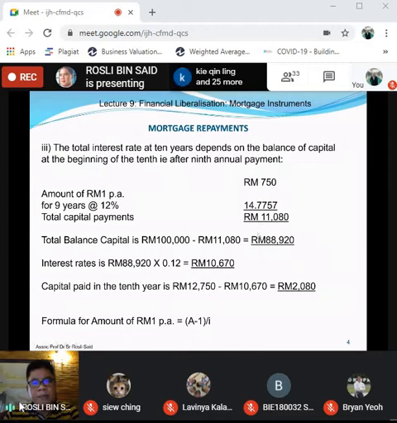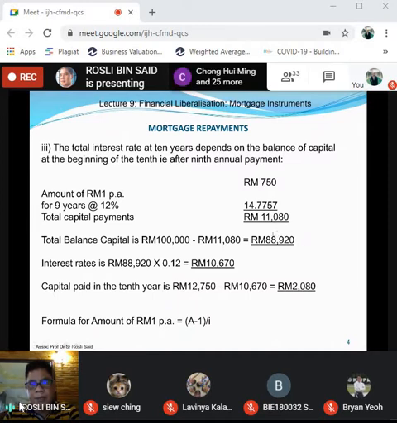And then from the balance of capital, which is 100,000, if we deduct 11,080, the figure that we obtained in year 9, to represent the capital at the beginning of year 10, the total balance is 88,920.